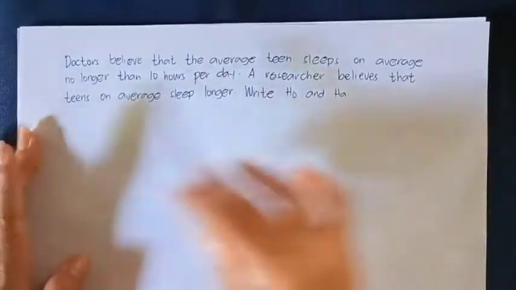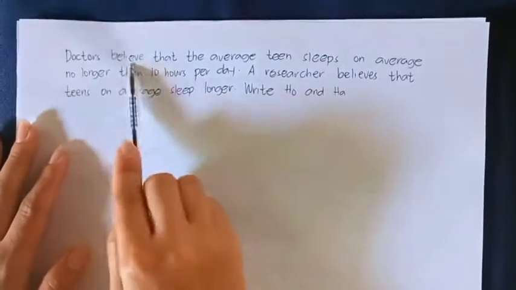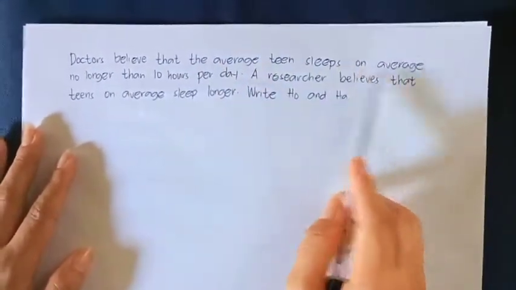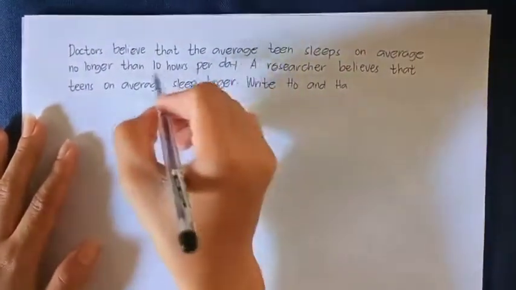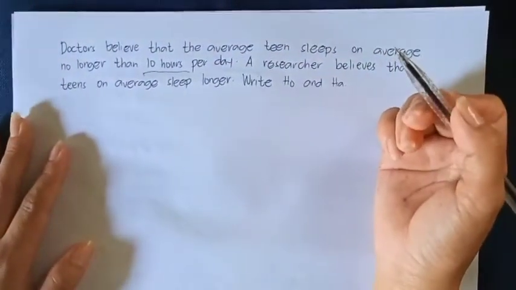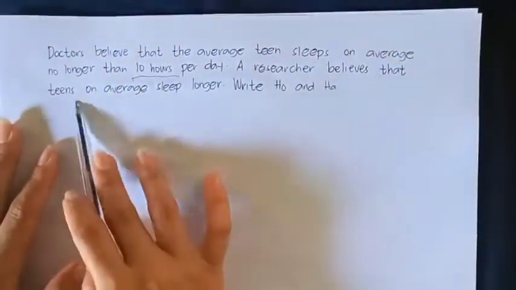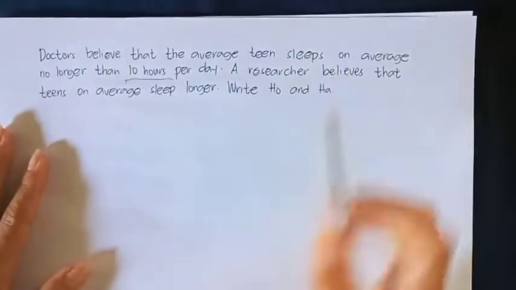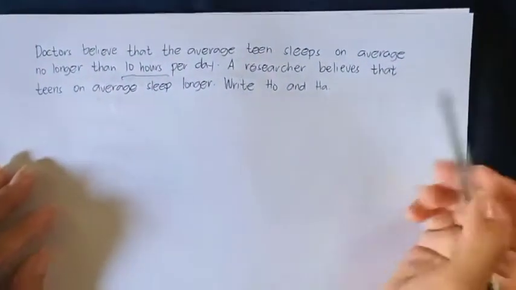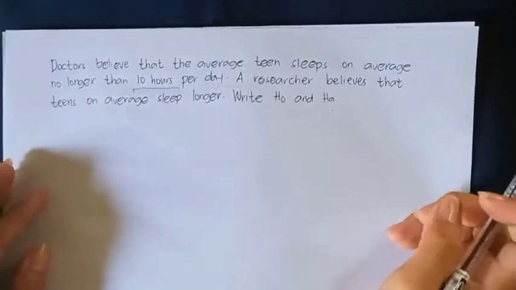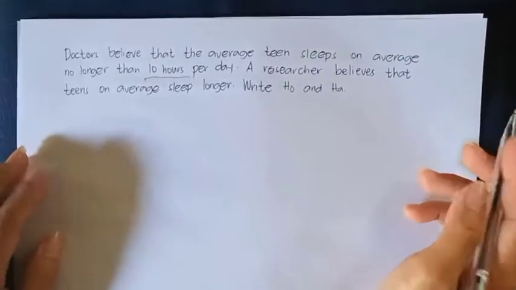So the next one: the doctors believe that the average teen sleeps no longer than 10 hours per day. A researcher believes that teens on average sleep longer. Write the null and alternative hypothesis. So we write down the null and alternative hypothesis.